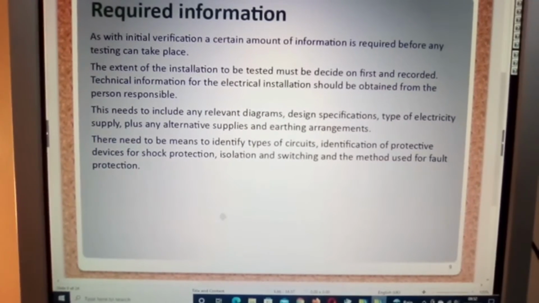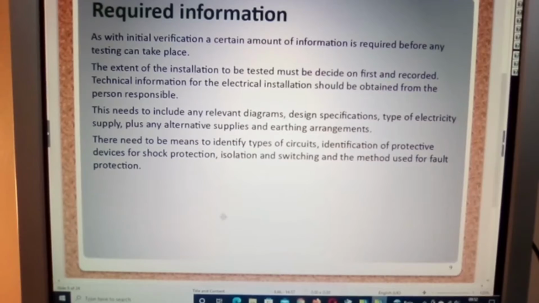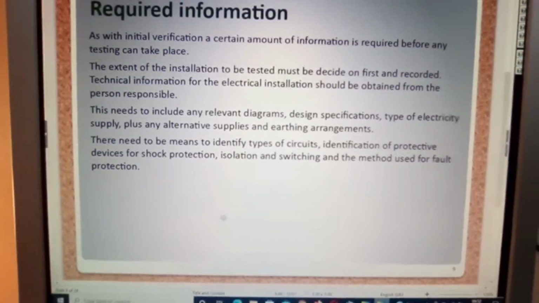And required information. And I can always try to tell you here is that, as with initial verification, a certain amount of information is required before any testing can take place.